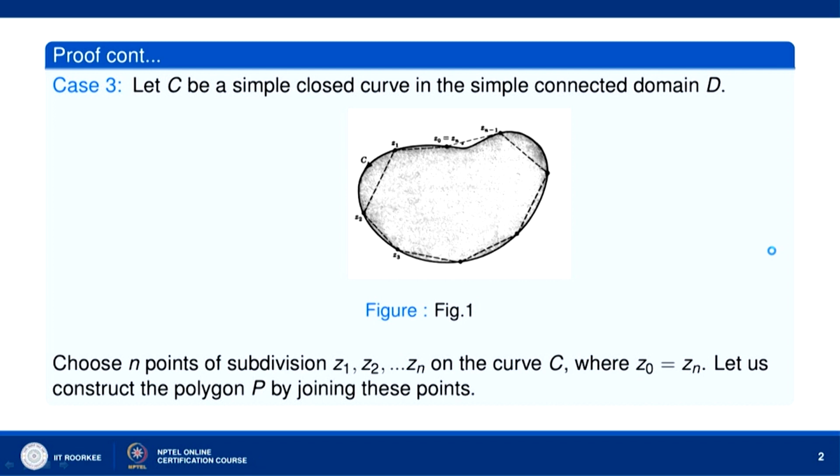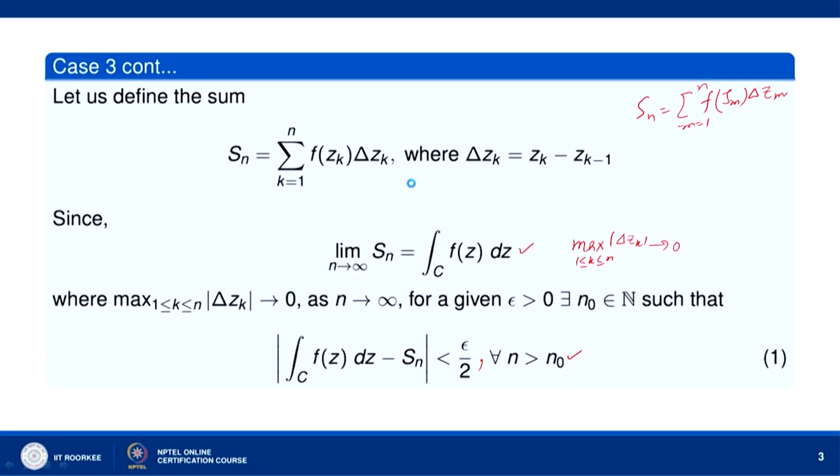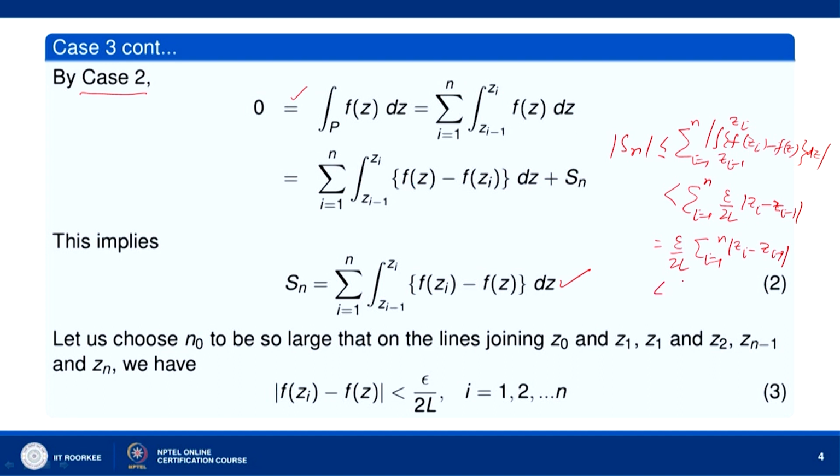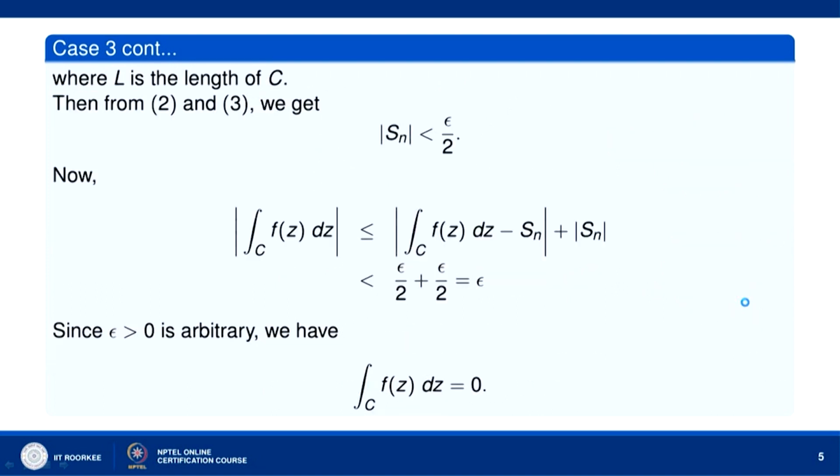And if you see here this length, mod of z0 minus z1 plus mod of z1 minus z2, mod of z2 minus z3, this will definitely be less than the length of the curve, because this is the length of the polygon. Of course some part of the polygon lies outside, but as n goes to infinity this will tend to the length of the curve. So, this will be less than epsilon by 2l into l. This will be equal to epsilon by 2. So, when n is sufficiently large, this sigma i equal to 1 to n mod of zi minus z(i-1) will tend to l. So, you can see n0 is sufficiently large, so mod of Sn will be less than epsilon by 2.